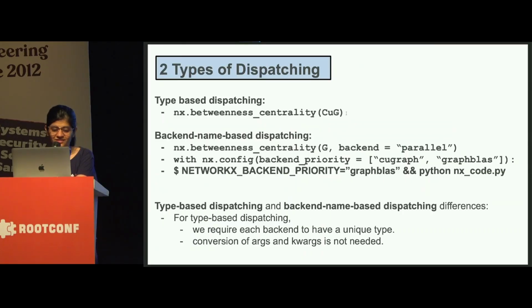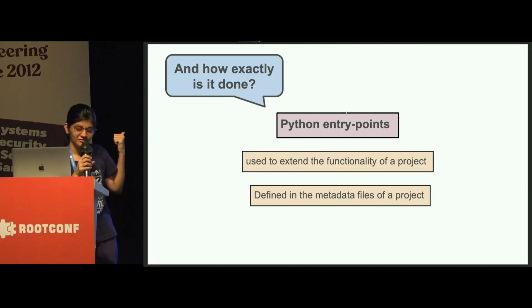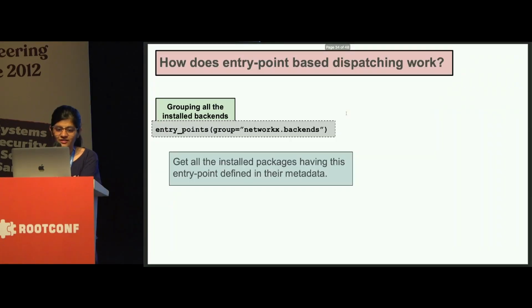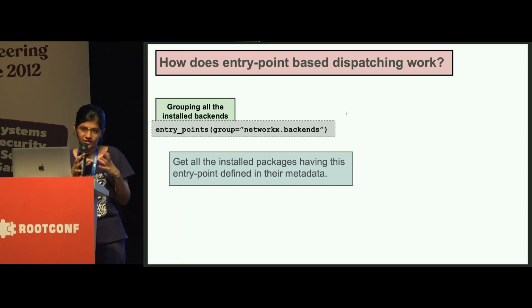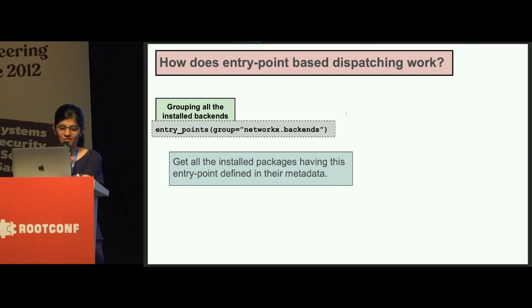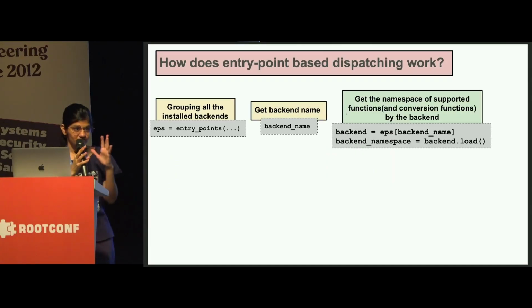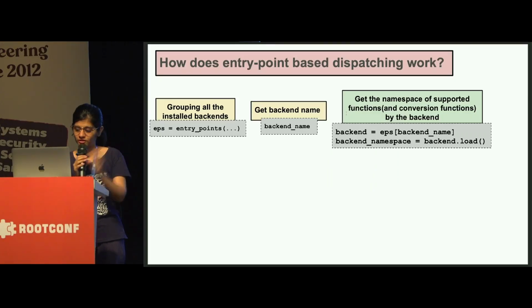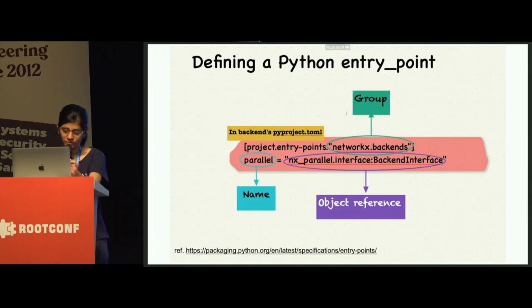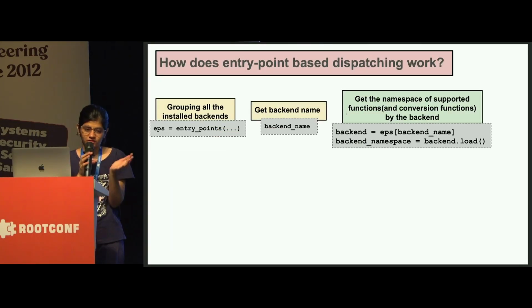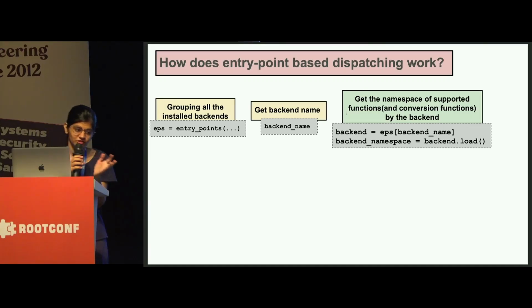And how do we do it? This is the user API part. We can skip it. Basically we use something called Python entry points, which is how you define it. Python entry points let you group all the backend packages that are installed in your system. You can just use this entry point function that the importlib library has, and then you get the name of the backend from the user, and in that entry point you can store an object. An entry point has a group, a name, and an object reference, and this object reference is basically a namespace of all the functions that the library supports, and also the conversion functions.